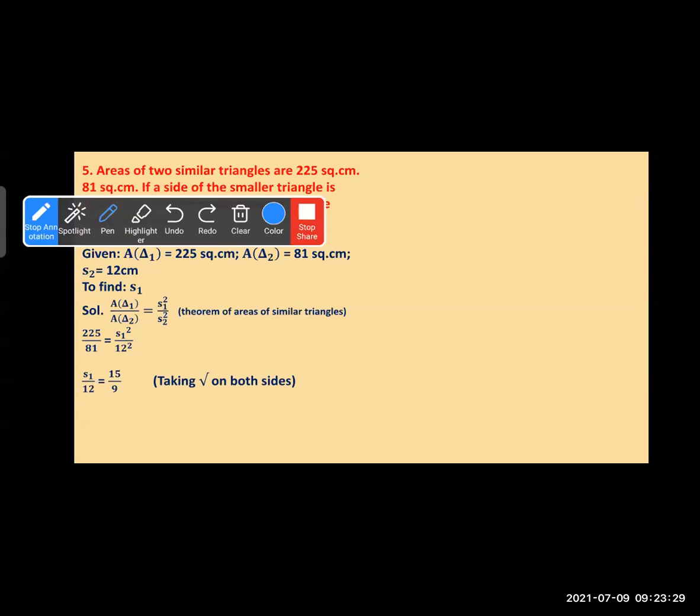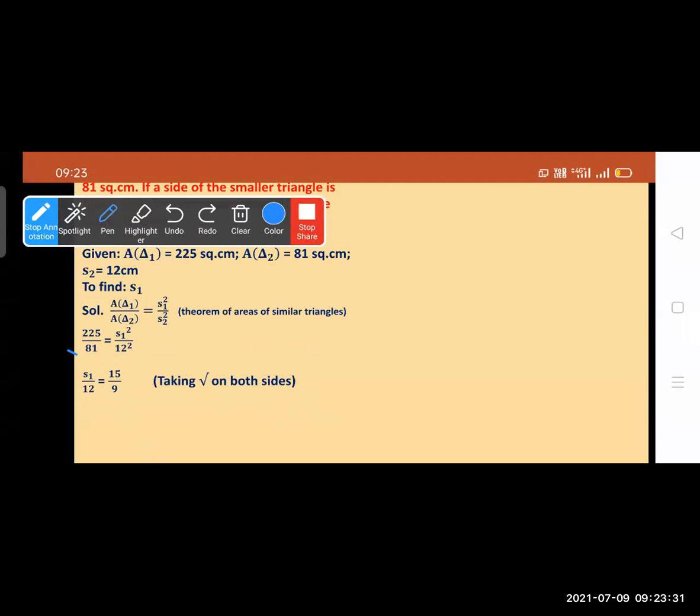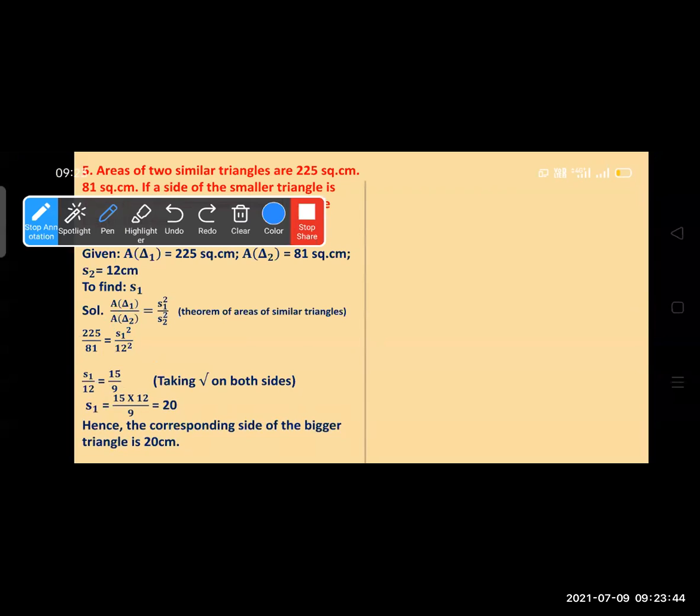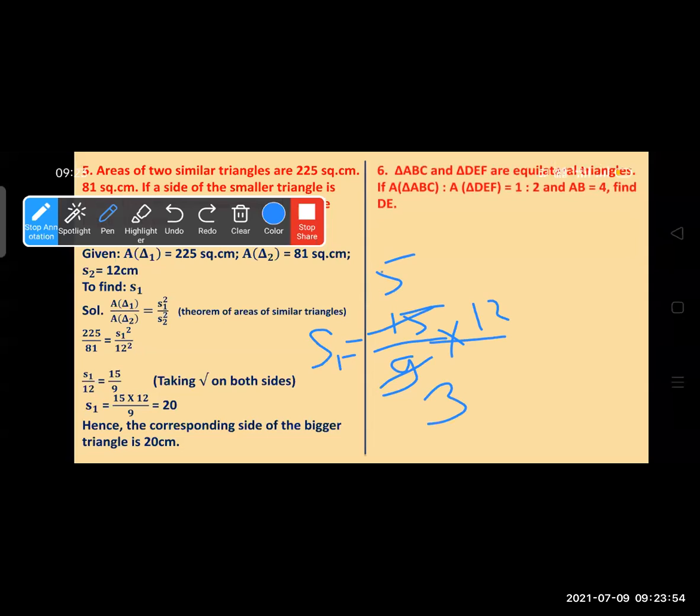See students, in this step we take the square root. Here we took the square root, and here also. So this square and square root get cancelled. So 15 for 225, 9 for 81, S1 as it is and 12 as it is. Okay. So we get S1 is equal to 15 by 9 into 12. So 3 3s are 9, 3 5s are 15, 3 4s are 12. So 5 into 4 is equal to 20 centimeter. Hence the corresponding side of the bigger triangle is 20 centimeter.